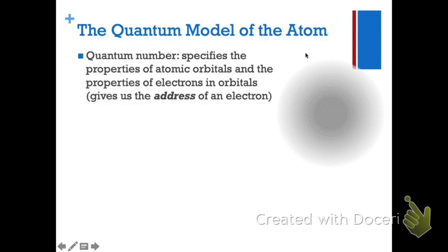Okay, the quantum number gives us the address of the electron. That's what we've been working toward this whole chapter, up to this point.